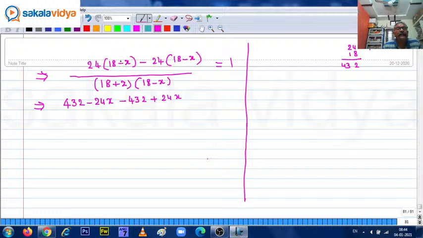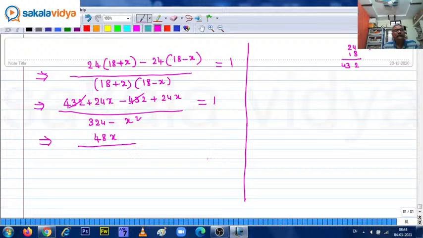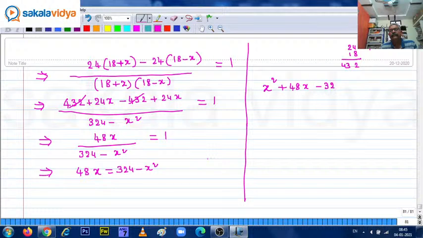This will be plus x only. 24 plus x upon this will be 324 minus x square equals to 1. So now 432 gets cancelled. We have 48x upon 324 minus x square equals to 1. See the cross multiplication. 48x equals to 324 minus x square. You bring this side, you get x square plus 48x minus 324 equals to 0.